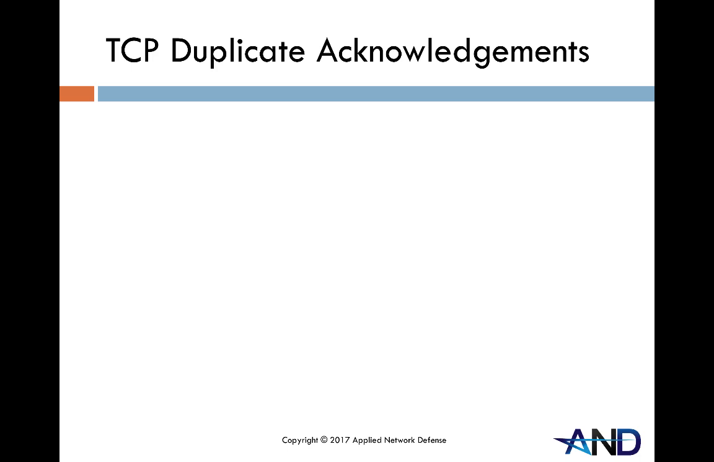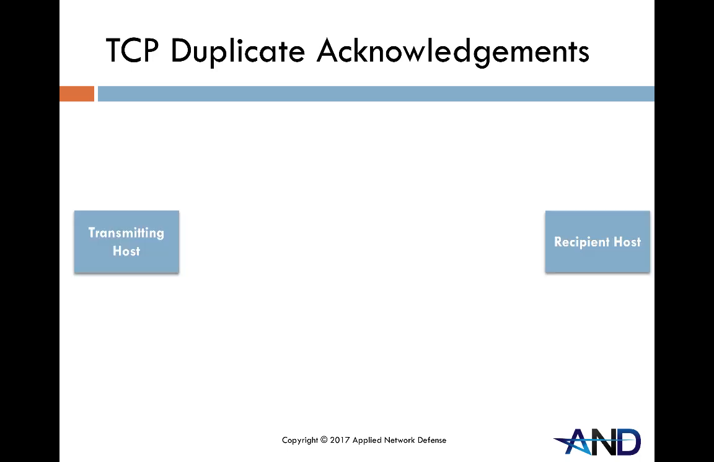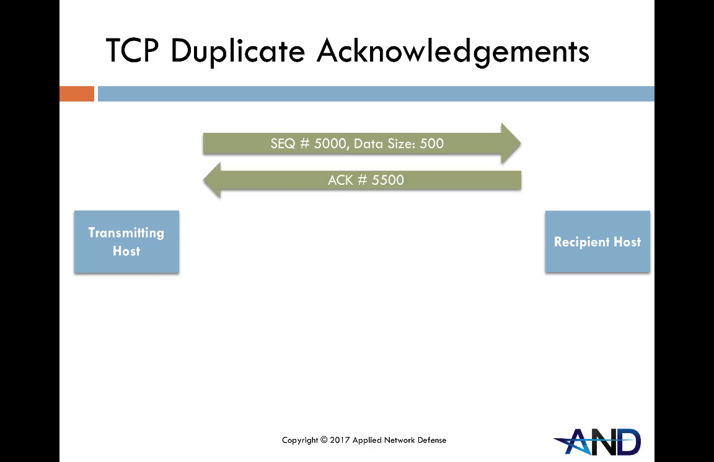Now, in this example, just like the previous one, we have a transmitting host sending data to a recipient host, and we're using TCP. Here we have our first packet, which has sequence number 5,000, data size 500. So the recipient host takes those two values, adds them together, and the acknowledgement number is 5,500. Now, in this case, we would expect the next packet transmitted from the transmitting host to have a sequence number of 5,500, so the same thing as that ACK number.